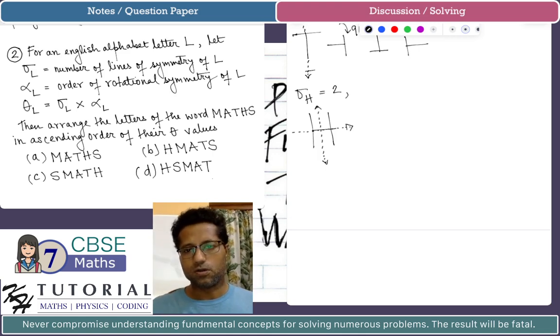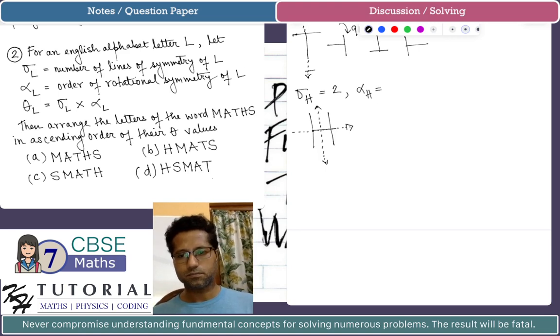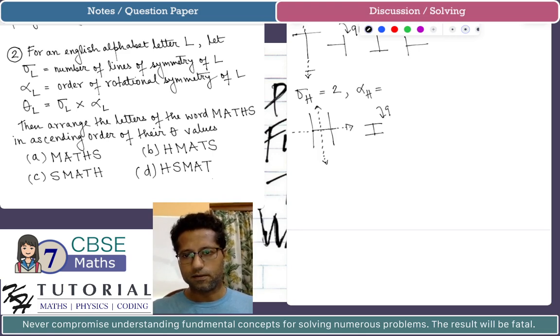Now what is the order of rotational symmetry of alpha H? The order of rotational symmetry of H. Now let's see, if you rotate the letter H clockwise 90 degrees, we get this, which is not looking identical. If you rotate the letter H 180 degrees clockwise, you will get this, which is looking identical to the letter H. So at 180 degrees, it is looking identical.